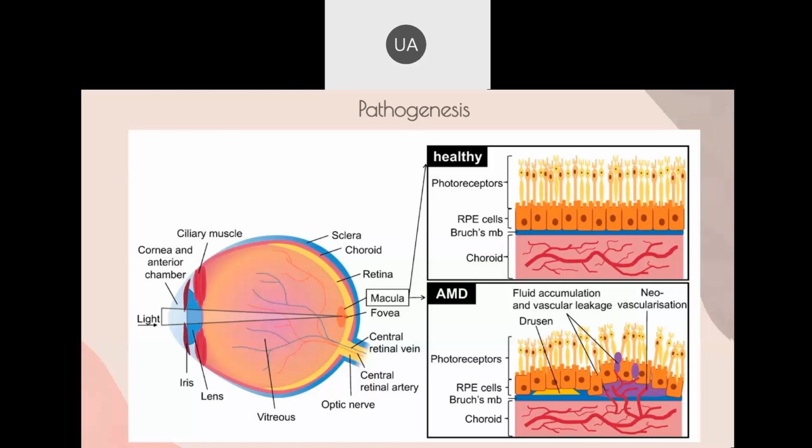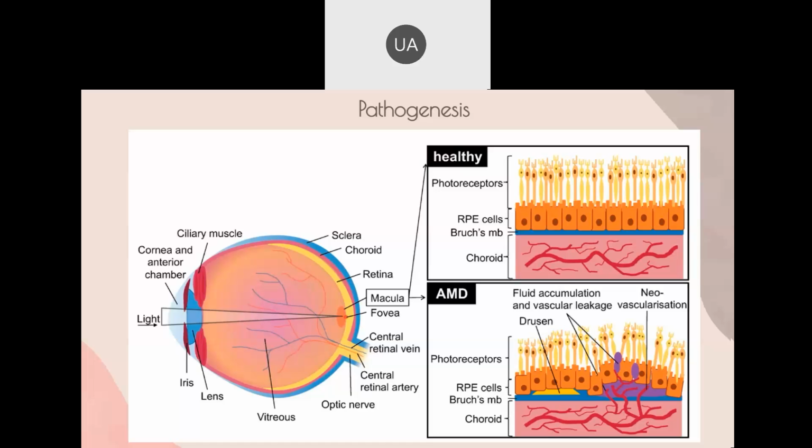Okay, ARMD is divided into two main types, which include dry and wet. Dry is the most common form of ARMD, and wet is much less common compared to dry, but is associated with more rapid progression to advanced sight loss. Okay, brief pathogenesis about ARMD.